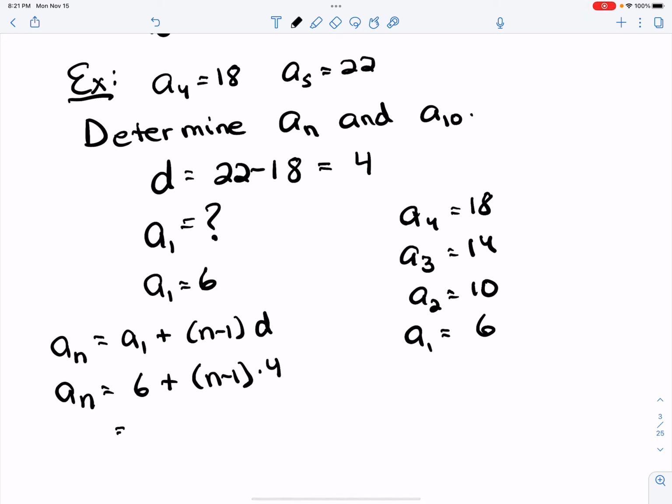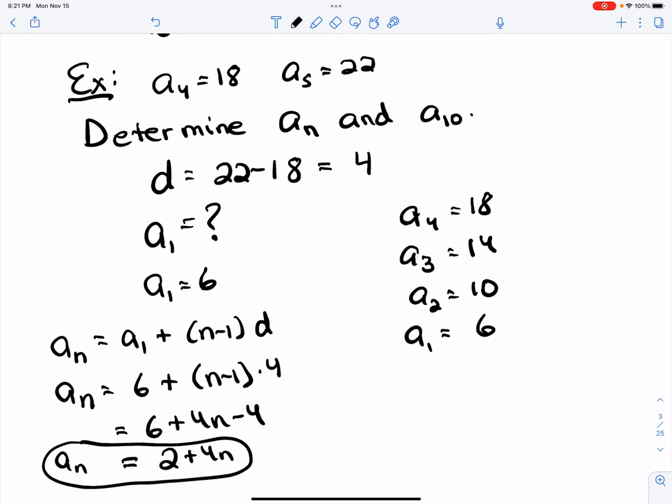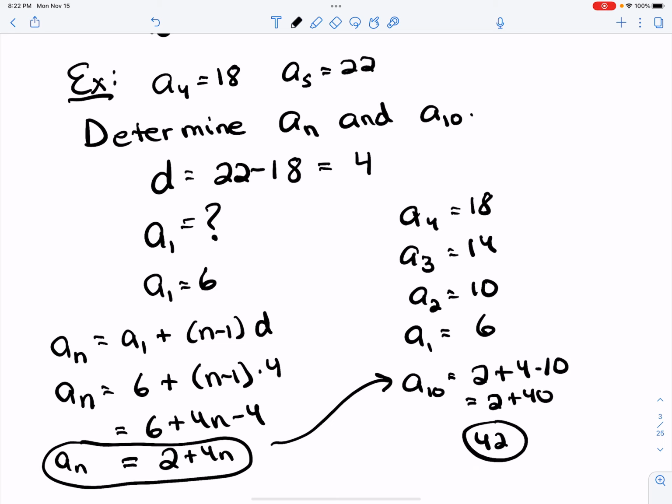So clean that up a little bit. Distribute the 4. Combine like terms. And there we go. A sub n equals 2 plus 4n, or you can say 4n plus 2, whichever one you're more comfortable with. And then finding a sub 10, it's a matter of doing 2 plus 4 times 10. So 2 plus 40, so we get 42. So there it is.